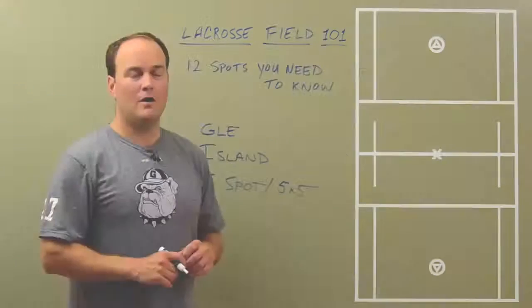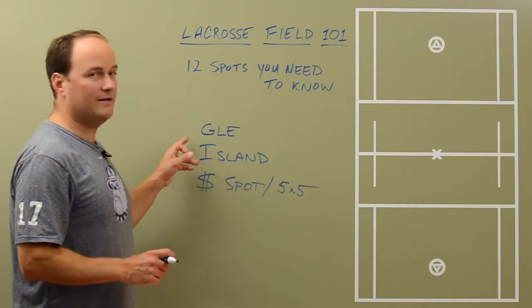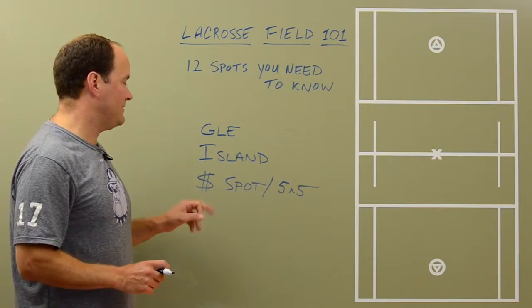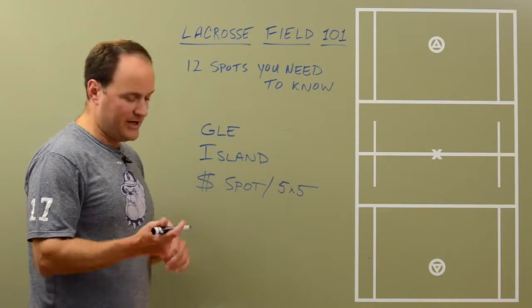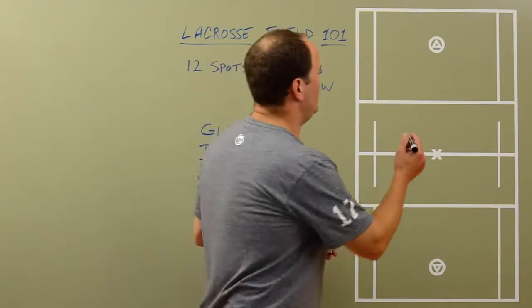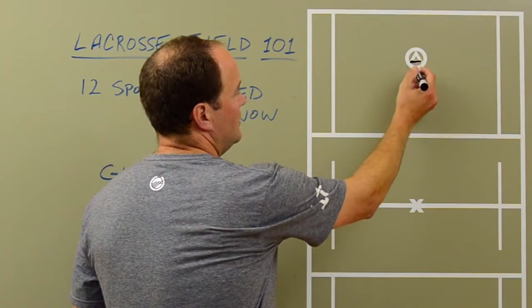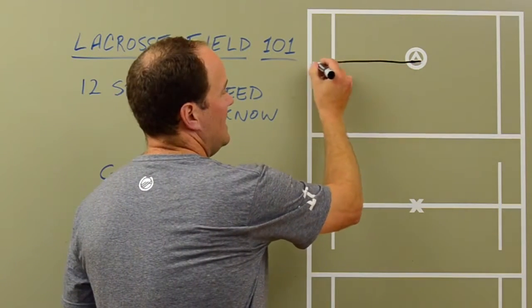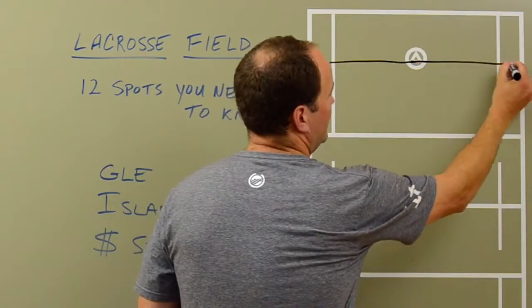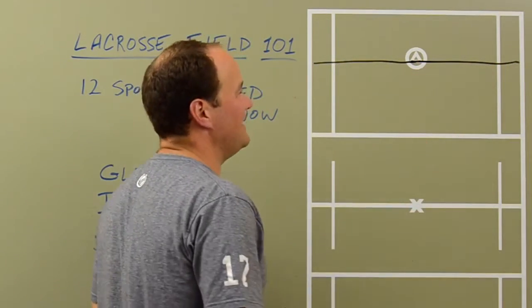Okay, the last few spots on the field that we're going to talk about are the GLE, or goal line extended, the island, and the money spot. Okay, let's start with the GLE. For some of you that have played before, it's simple enough. It's the goal line extended. So if your goal line is here, the goal line extended means it's the line that would imaginarily, is imaginarily a word? Imaginarily run out to the sideline.